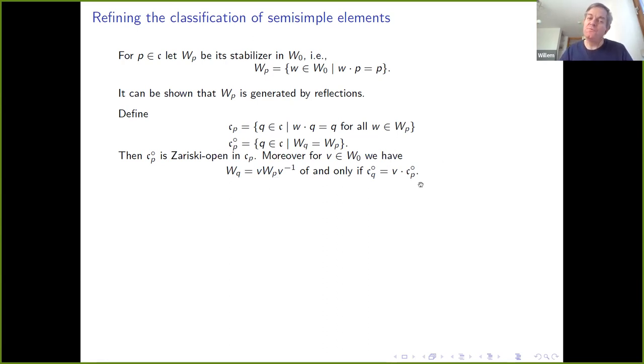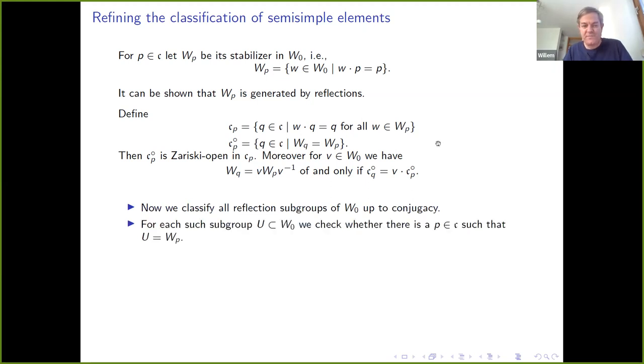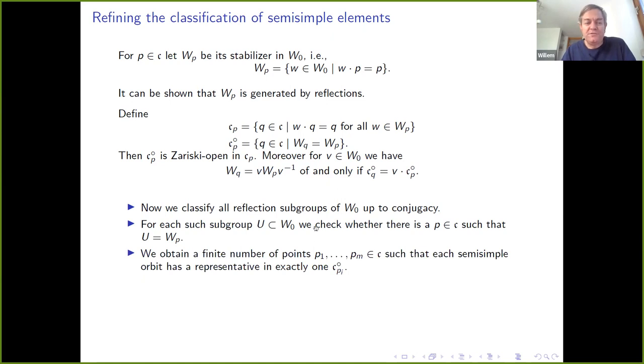And that means that these C_Q naught spaces, which are actually Zariski open sets in vector spaces, are classified by conjugacy classes of reflection subgroups of the Weyl group. So now what we do is classify all reflection subgroups of W naught up to conjugacy. And for each such subgroup U, you have to check whether there's a P such that U is W_P, because not all reflection subgroups need to arise as a W_P. That's the little point. But once you've done that, you obtain a finite number of points P1 to Pm, such that each semisimple orbit has a representative in exactly one of these C_Pi naughts, because that follows from the results above.